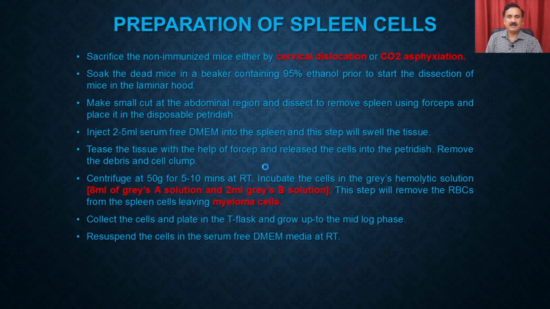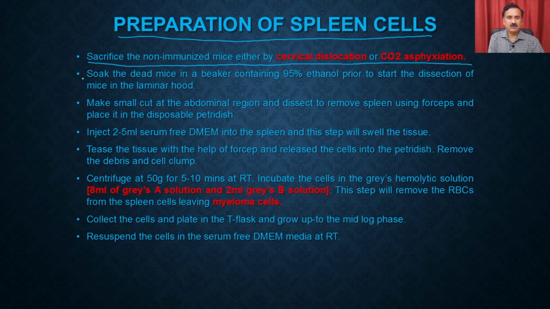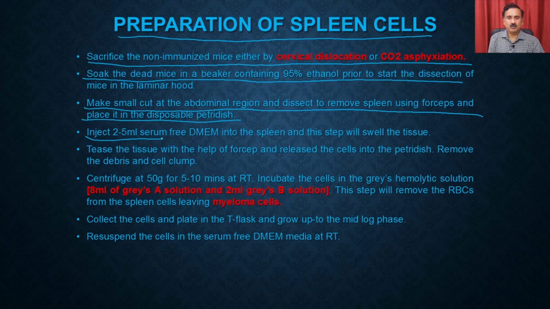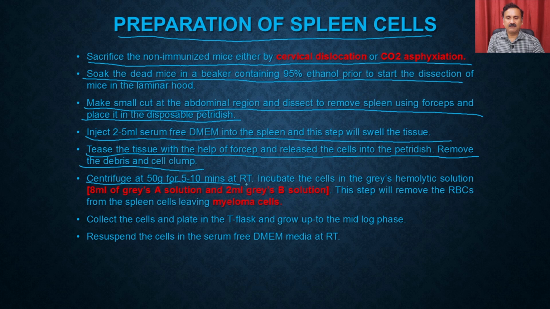Then you have to isolate the B cells, so you have to prepare the spleen cells. You sacrifice the non-immunized mice either by cervical dislocation or CO2 asphyxiation, and soak the animal in a beaker. Then you make a small cut at the abdominal region and dissect to remove the spleen using forceps, and place it in a disposable petri dish. You inject 2 to 5 ml serum media into the spleen, and this step will swell the tissue. Tease the tissue with forceps and release the cells into the petri dish. Remove the debris and cell clumps. Then centrifuge at 550 g for 5 to 10 minutes.